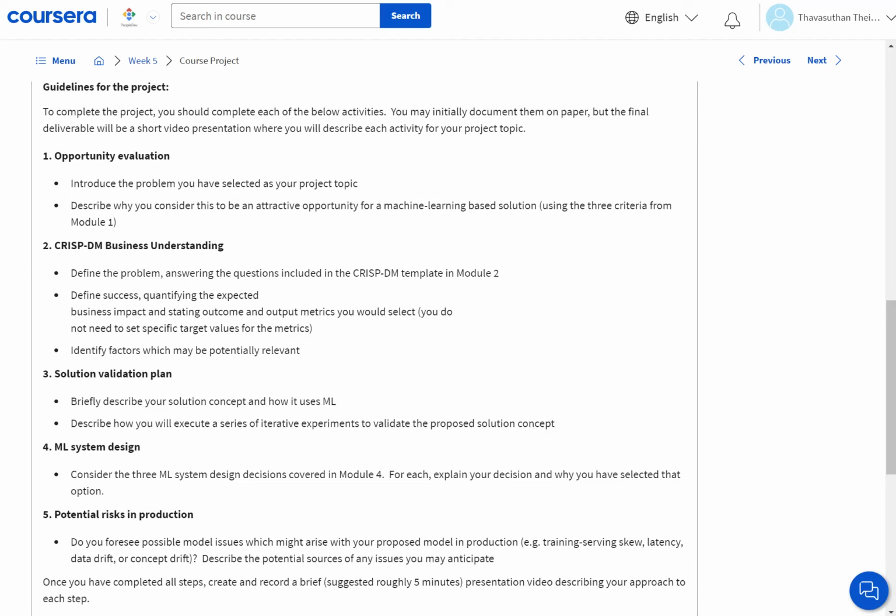For the course project, the problem that I've picked is the ability to pick which machines are going to fail proactively in a data center. This is an important problem because in a data center, there could be hundreds, thousands, even millions of hardware components that are expected to fail.